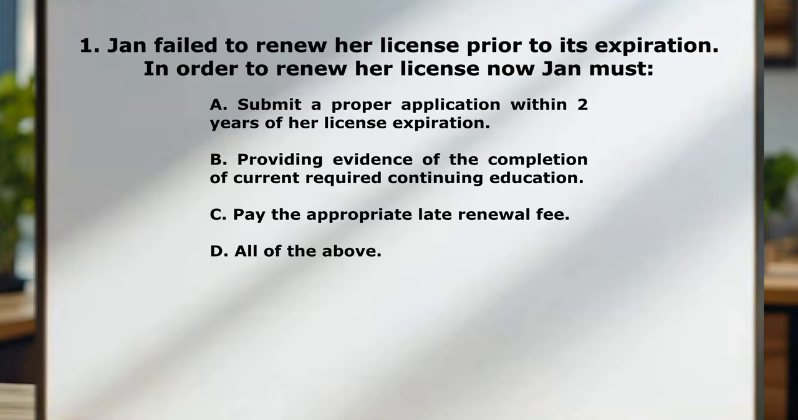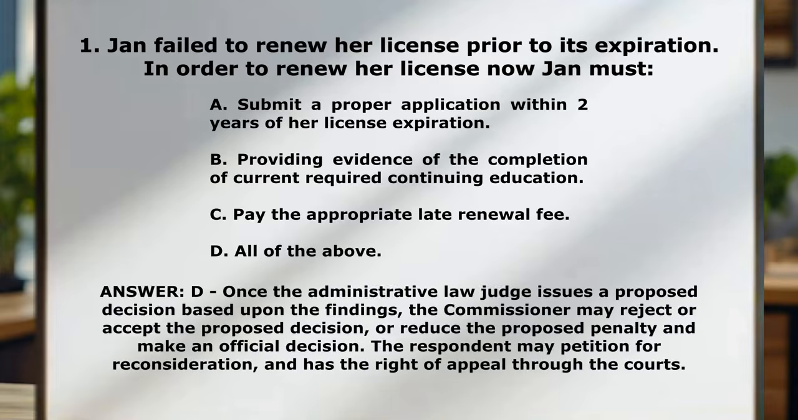Jan, you should have never let your license expire. That was your first mistake. No, I'm just kidding. It happens to us sometimes. The answer is D. All of the above. So Jan will need to submit her proper application within 2 years of her license expiration date. She will need to provide evidence of the completion of current required continuing education. And C, she's got to pay that late renewal fee to the California DRE, Department of Real Estate.